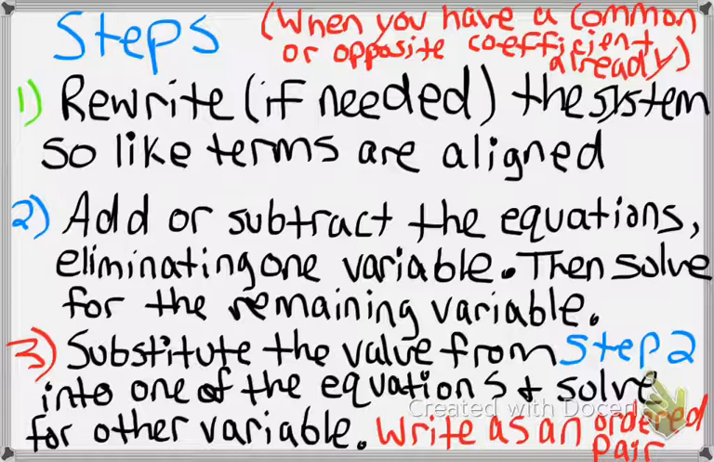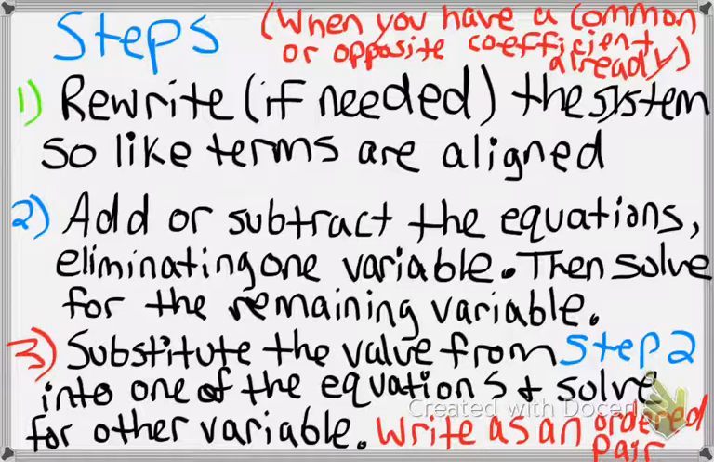Once you get that number, you're going to substitute that value you just got from step 2, and plug it into either of the equations, it doesn't matter, and then solve for the other variable. This is kind of like the end of the substitution method, to where once you got a number for one of your letters, you plug it into either equation and solve for the other letter. Anyways, once you have your answer, I want you to write your final answer as an ordered pair.